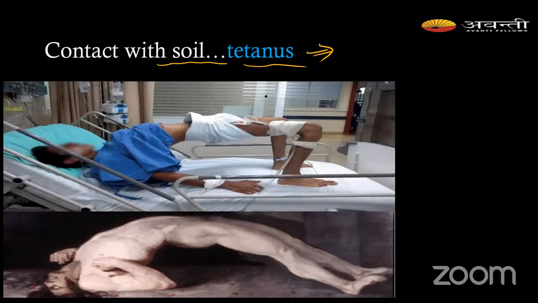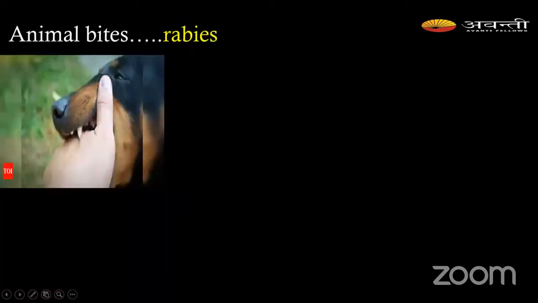Clostridium tetani, right? Some students are telling, yes. Clostridium tetani. Tetanus is caused by the bacteria we call Clostridium tetani. Then coming to rabies. Rabies is a viral disease, caused by an animal bite, so that is also through direct contact. Rabies is spread through rhabdovirus.